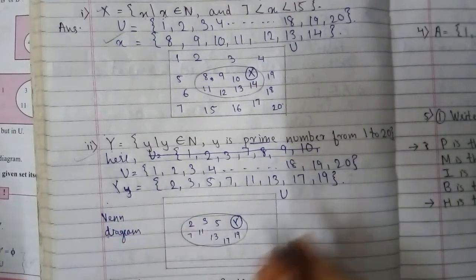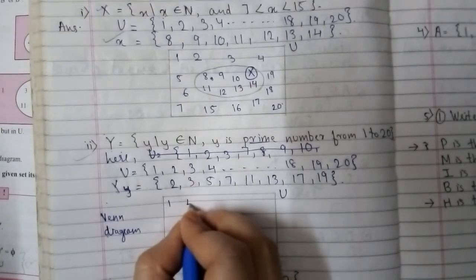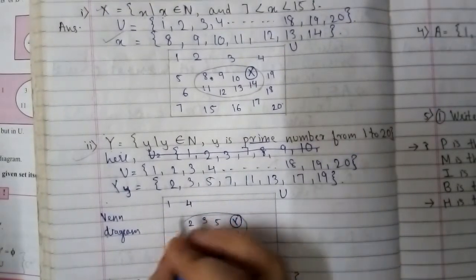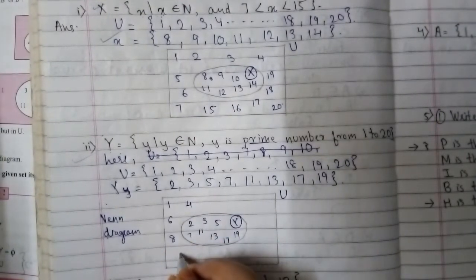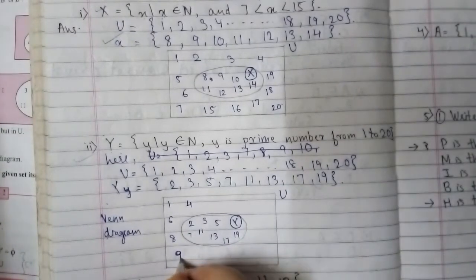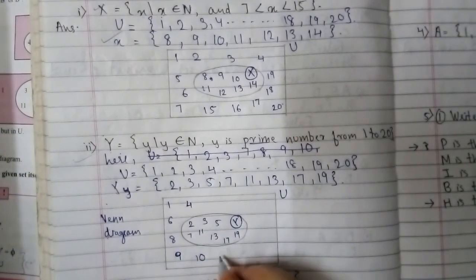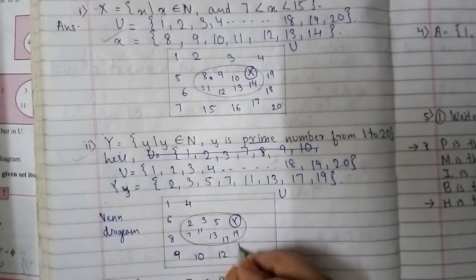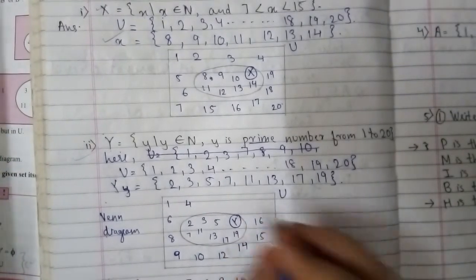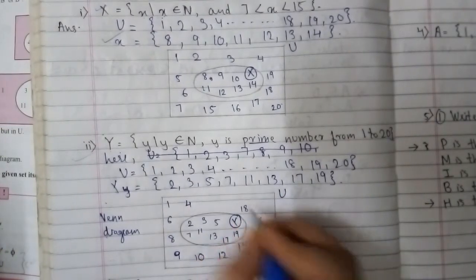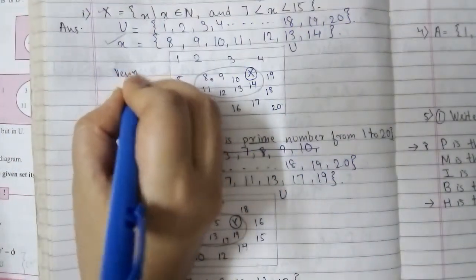Now let's write the elements of the universal set. That is, we will write 1, we will not write 2, 3, then 4, 5 is there, 6, 7 is there, it will be 8, then 9, 10. Then 11 is there, we will write 12, 13 is there, 14, 15, 16, 17 is there, 19 is there, we will write 18 and 20. So this is how we have to draw the Venn diagram.